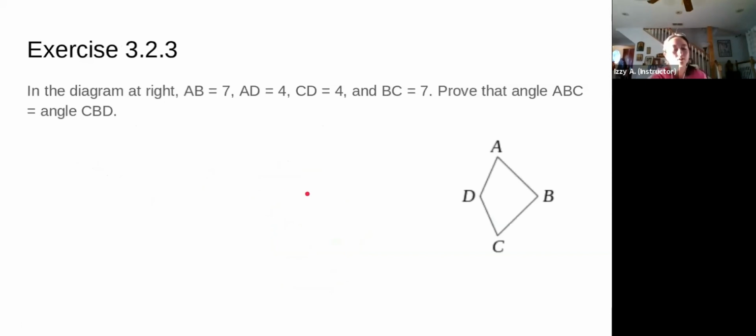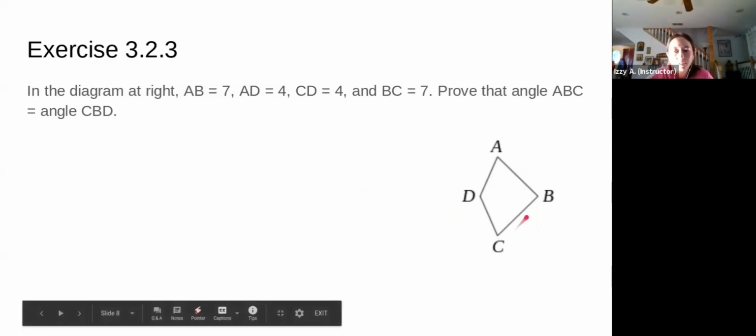Okay, next we have exercise 3.2.3. So in the diagram at the right, AB is equal to 7, AD is equal to 4, CD is equal to 4, and BC is equal to 7. Prove that angle ABC is congruent or is equal to angle CBD.